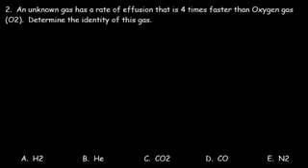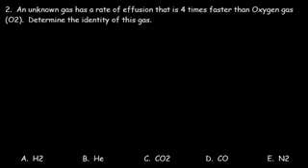Number 2. An unknown gas has a rate of diffusion that is 4 times faster than oxygen gas, O2. Determine the identity of this gas. Whenever you want to identify a gas, especially in a multiple choice problem, you need to calculate the molar mass. Once you have it, you can see which molar mass matches the choices listed below. So let's begin.